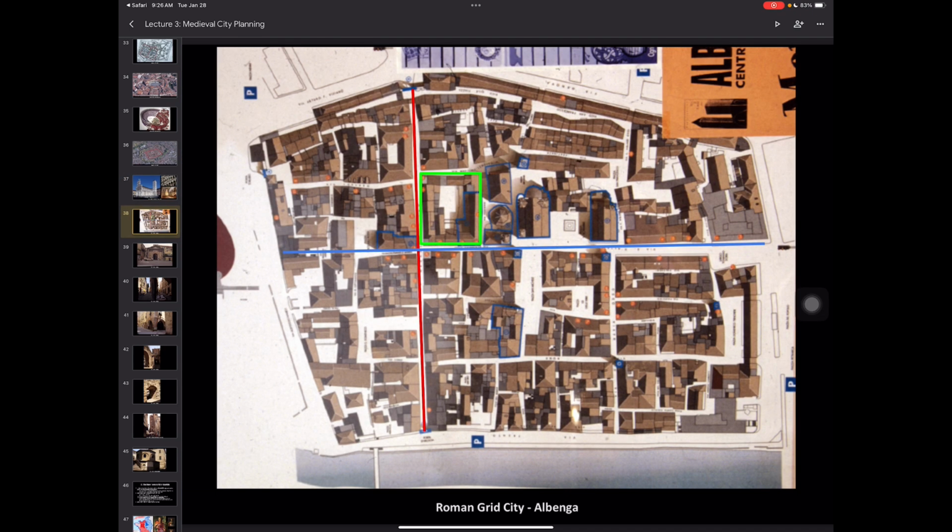Here's another example. Now this one's a little bit more complicated, so we'll go through it. This is the Roman city of Albenga, right? It is also a Roman grid.